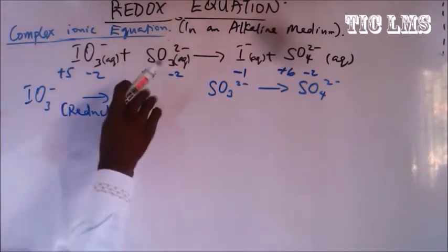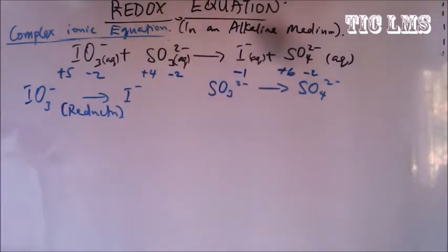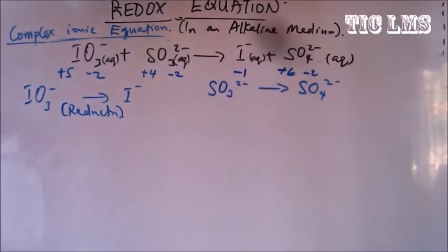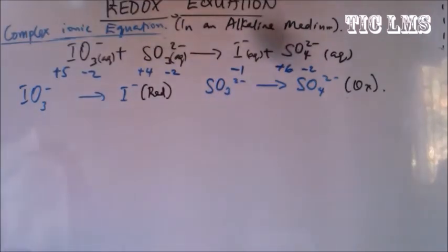And then we have sulfur, which was +4 here, and now it has become +6, meaning that sulfur has lost 2 electrons. And when it loses 2 electrons, it becomes +6. And so this is oxidation. Alright, so we'll take the oxidation reaction first. That is, we want to balance the atoms and the ions.